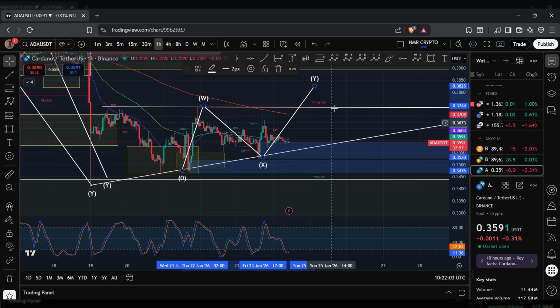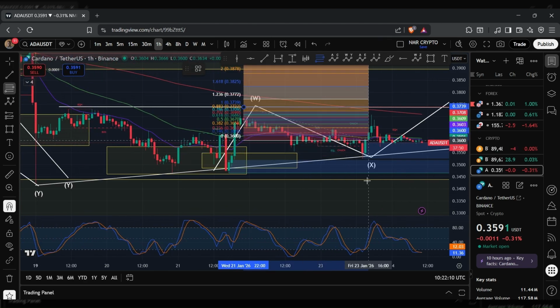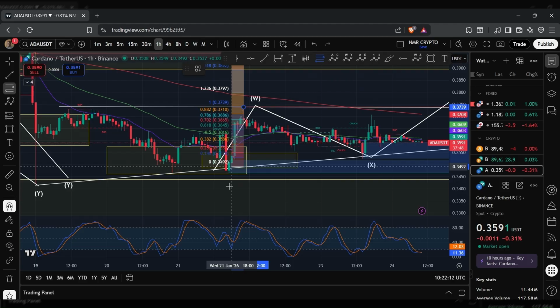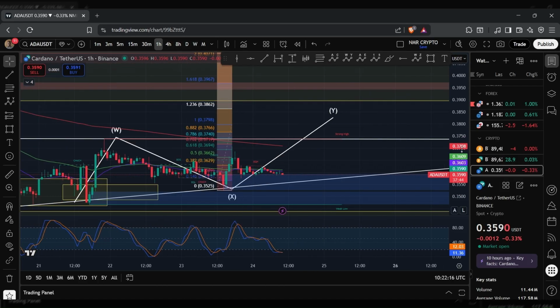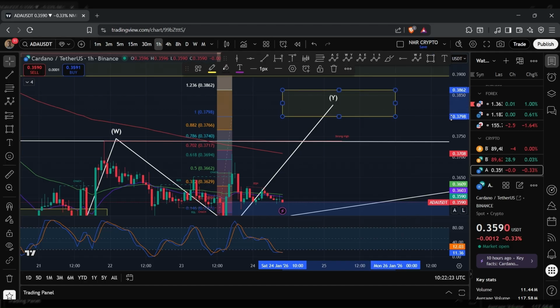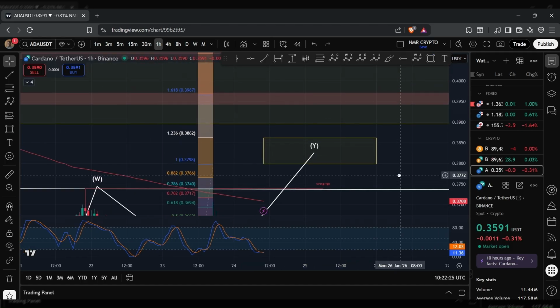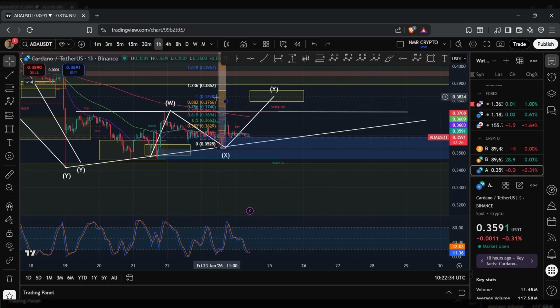So assuming that we've got a WXY structure that's forming, what I'll do is I'll set out the Y wave target, which would typically reach anywhere between 1 to 1.236 of the W wave. And that region sits between 37.98 cents to 38.62 cents. So this region here. And if we are even more bullish and we exceed this region and retrace towards the 1.6 Fib level, that'll then trigger a 5-wave structure and we could see a continuation to the upside.